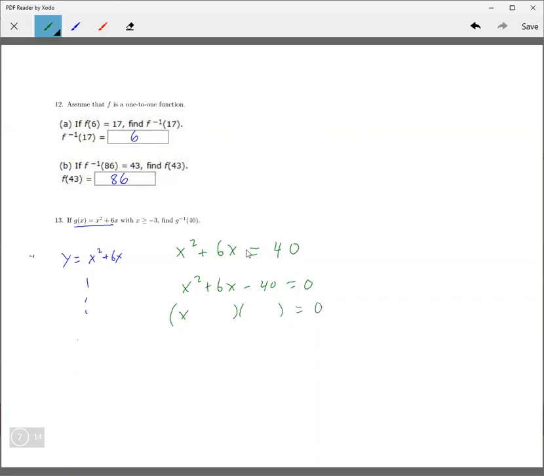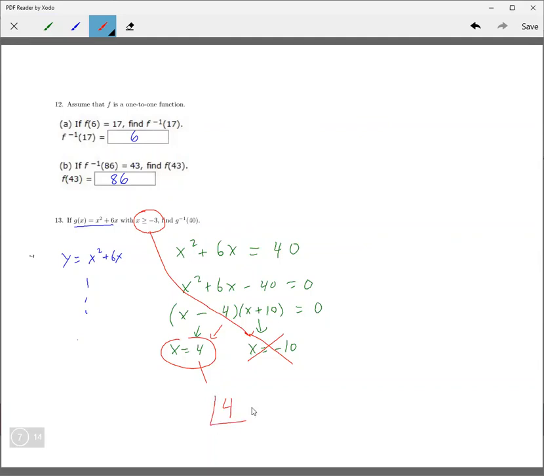Okay, so I bring the 40 over here, and this factors. 40 factors into 4 and 10. So plus 10 and minus 4 work. And then setting each of those equal to 0, there's a 4, and this gives you a -10. Now, they have this condition here that x has to be greater than or equal to -3, which means that we throw that one out, and it has to be this one. Okay, so the answer would be 4.